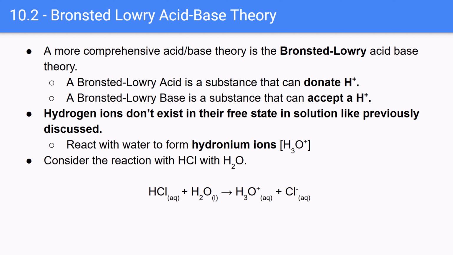So while we have a very basic definition of acids and bases, there's a more comprehensive definition that I want us to look at, and that is the Bronsted-Lowry acid-base theory. The Bronsted-Lowry acid doesn't really change much from the original definition of an acid. The original definition of an acid was that they were hydrogen ion donors. They give off H+ ions. So a Bronsted-Lowry acid is a substance that can donate an H+. That really didn't change terribly much.